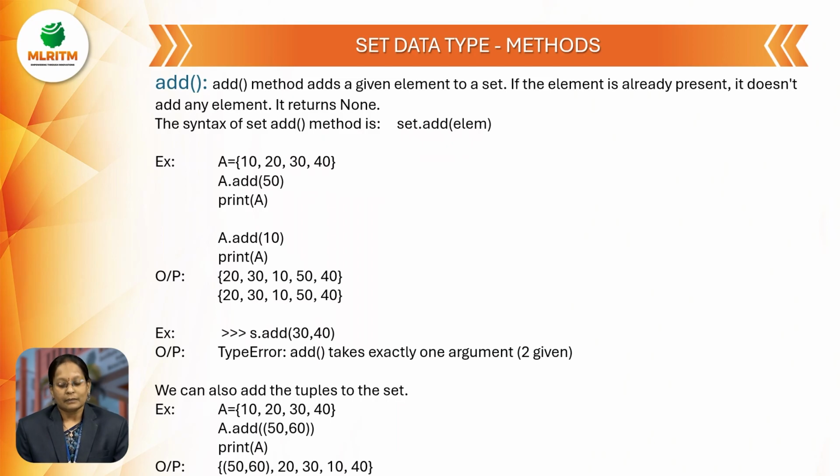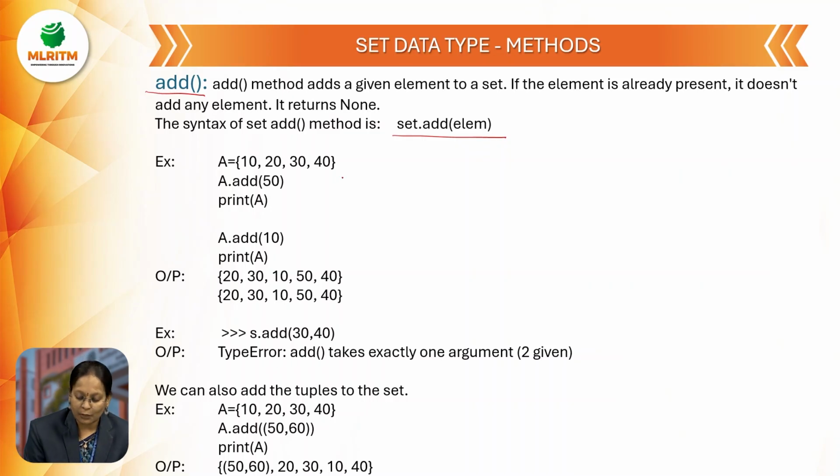Then the next topic is the set data type methods. The first one is the add method. Add is a method that adds a given element to a set. If the element is already present, it does not add any element. It returns none. We can add an element to the set by using the add function or method. The syntax is set dot add of element.